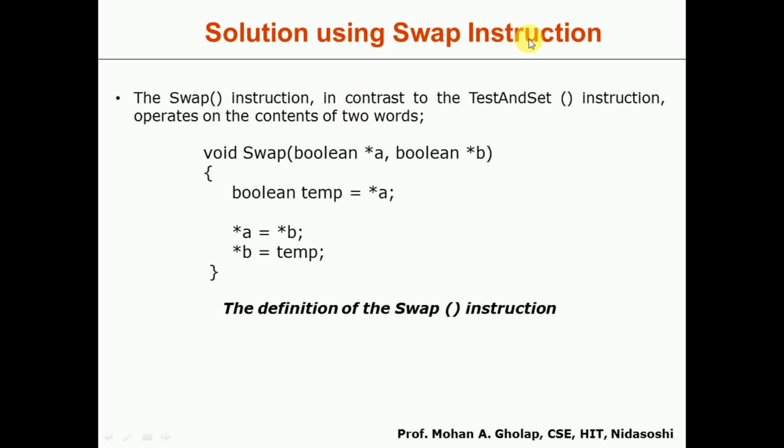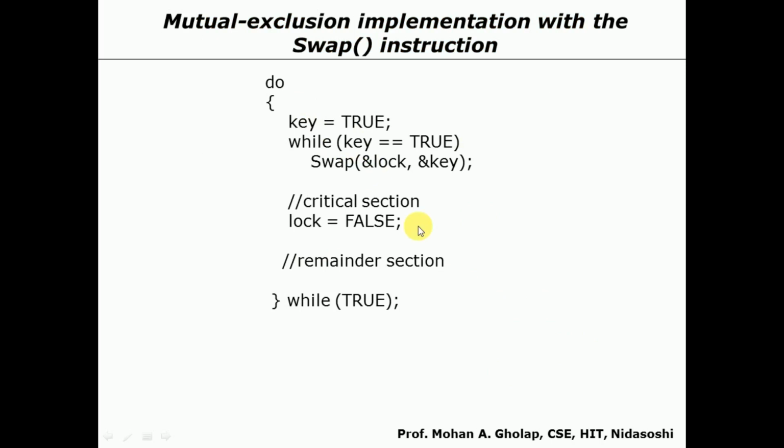So we have one more method, that is swap, which is going to swap the content of two words. So the definition of swap is here. void swap(boolean *a, boolean *b): boolean temp = *a; *a = *b; *b = temp. So this is known to you. This is how you can swap the content of these two words a and b. Next we'll see how exactly the mutual exclusion is implemented via the swap instruction.